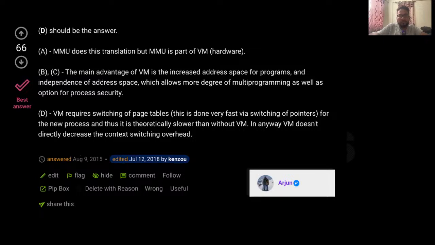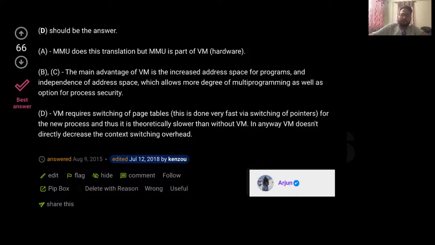Virtual memory doesn't directly decrease the context switching overhead. There is no relation between them; context switching overhead is different and virtual memory is different, right? Even with virtual memory, we might be even increasing the context switching overhead. Maybe we might be having different page tables, so I need to also maintain the page tables.